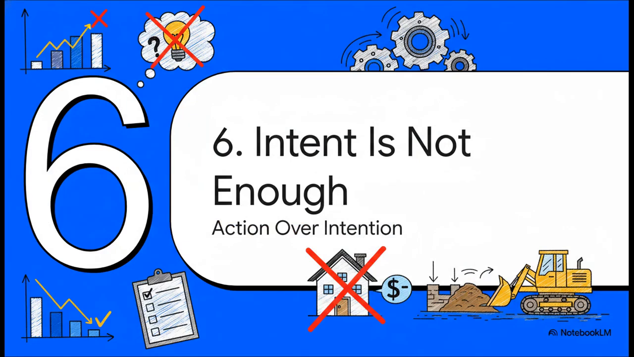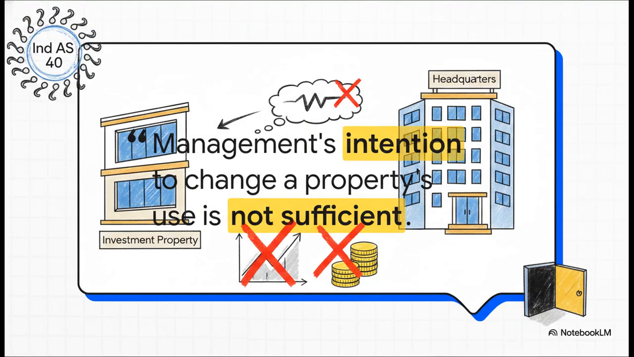And that brings us to our 6th and final trap. This one is all about action versus intention. You might have big, amazing plans for a property, but in the world of accounting, plans and intentions just aren't good enough. This quote from the standard is so powerful. You can't just have a board meeting and say, okay, team, as of tomorrow, this investment property is now our new corporate headquarters, and then change the accounting. Your intention to change its use means absolutely nothing without proof.